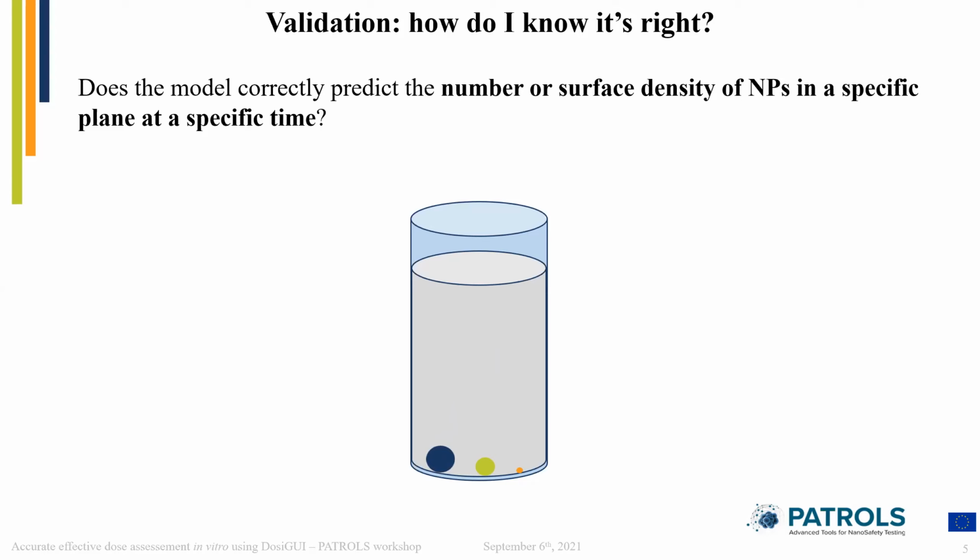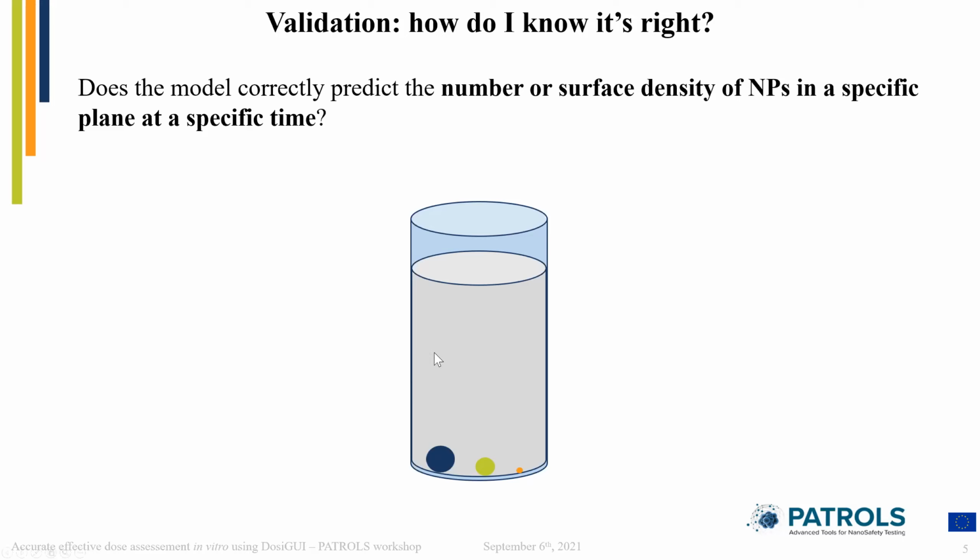If you test your toxic effects at very long times, you may have a larger number of cells. So it's very time and also dimension dependent. It depends on the height of your cell culture well. So how do we know that the model is correctly predicting the number of particles in a given plane of your well at a given time?